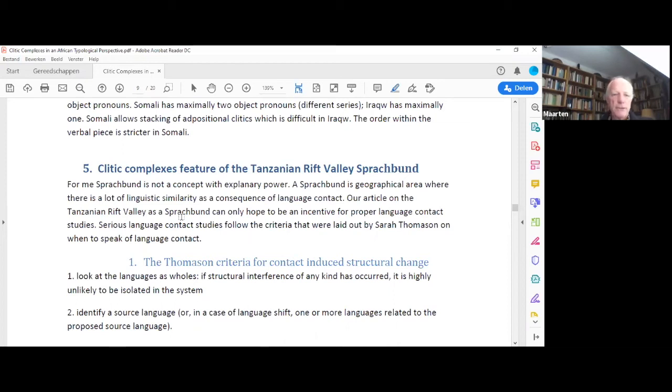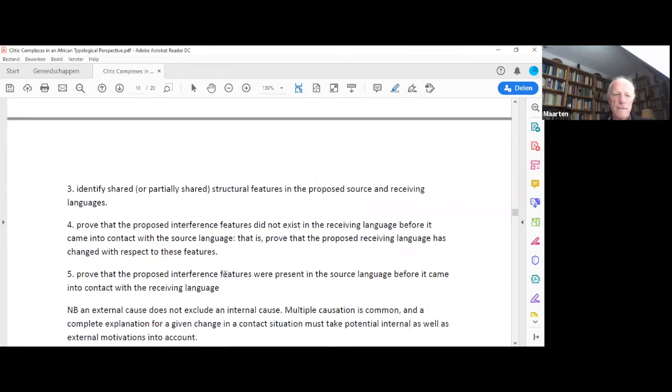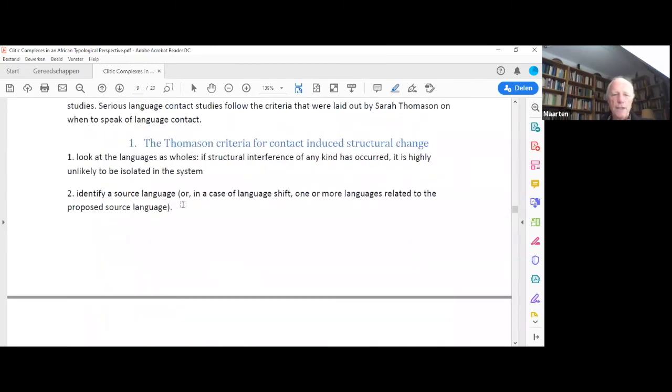I'm not into Sprachbund anymore. Maybe I never was, but we submitted an article to a book with a title. To me, Sprachbund is a geographical area where there's a lot of linguistic similarity as a consequence of language contact. But when do we talk about language contact? I would like to point out Thomason, who has put up a number of criteria, five, that you have to follow in order that you can positively say this is a case of language contact.